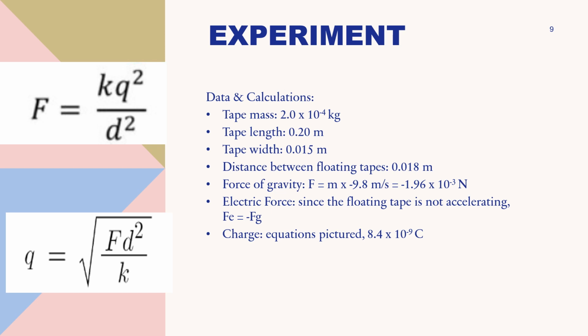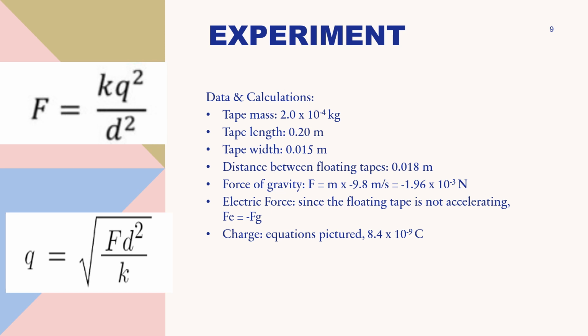Some data and calculations. The mass was found to be 2 times 10 to the negative 4th kilograms. The tape length was 0.2 meters, and its width was 0.015 meters. The distance between the floating tapes was 0.018 meters, which was averaged over 3 trials. Force of gravity is mass times the constant g, equaling negative 1.96 times 10 to the negative 3rd newtons. The electric force: since the floating tape is not accelerating, the electric force is equal in magnitude and opposite in direction to the force of gravity.